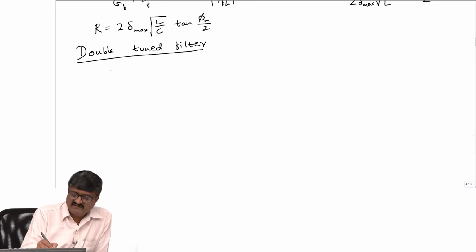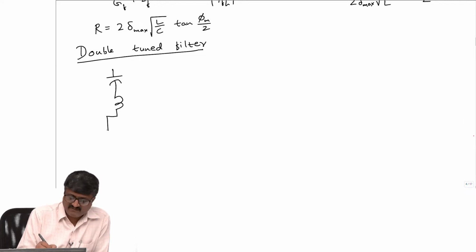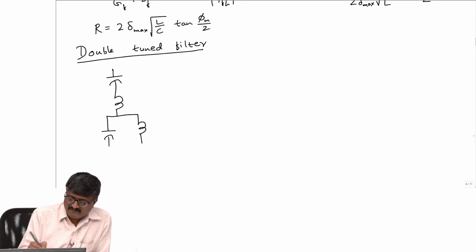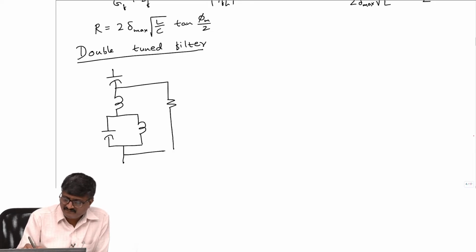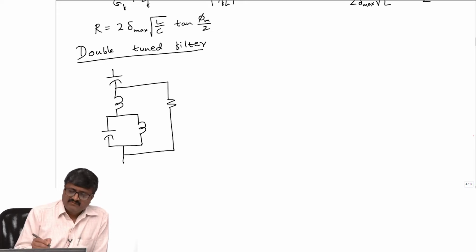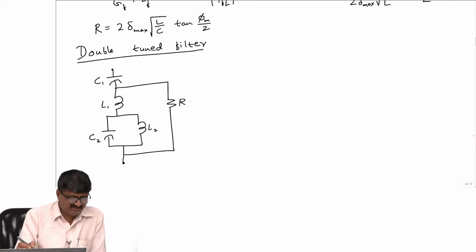See, double tuned filter is having a circuit like this. So, obviously, there should be two inductors and two capacitors. But how the two inductors and capacitors are arranged is like this. So, there is also a resistance. So, it is a two terminal device where I have two capacitances C1 and C2 and two inductances L1 and L2, and suppose this resistance is R.